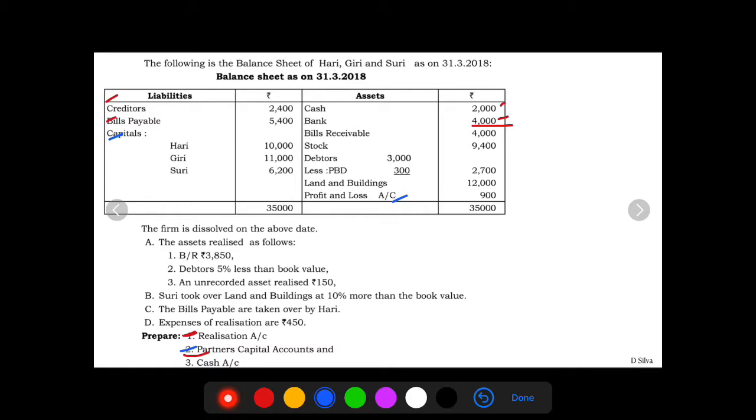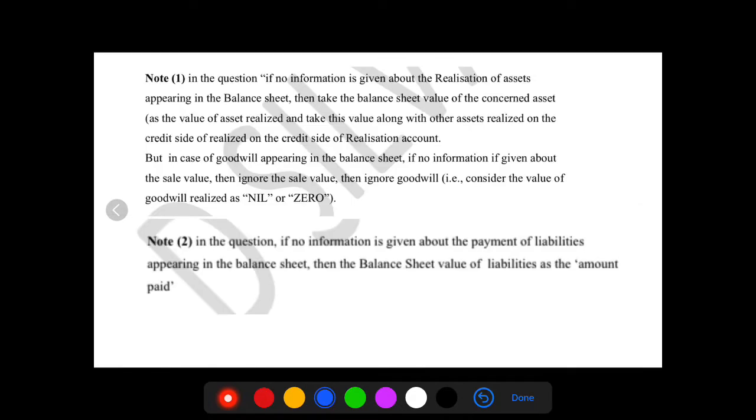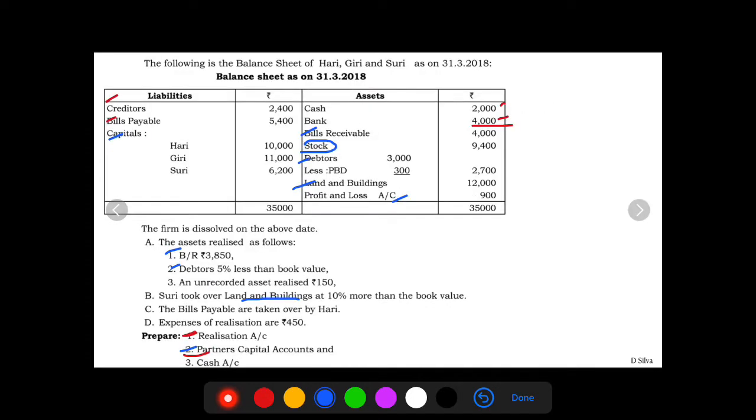The firm is dissolved. So over here, the assets are realized. So bills receivable, debtors, both are realized. Land and building is being taken over by the partner. Whereas in case of stock, nothing is being mentioned in the question. Then how do we treat stock? So read point number 1. If no information is given about the realization of asset, take the balance sheet value of the concerned asset and realize it in full value. So therefore you need to show that on the credit side of your realization account. So what is the amount? It is 9,400. We are going to realize fully.